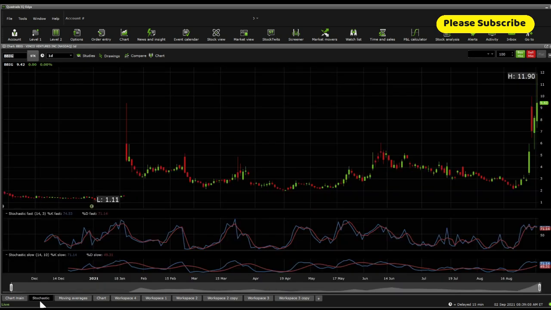reversals, and that's good. In terms of stochastic fast and stochastic slow, both are showing different things. In terms of stochastic fast, it's showing there might be a little bit of resistance here.